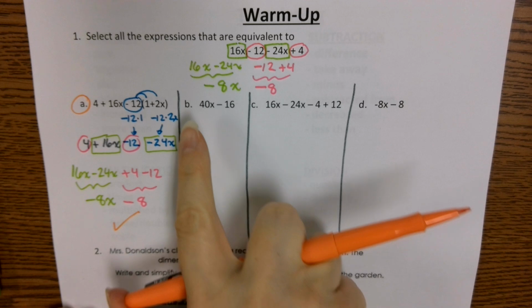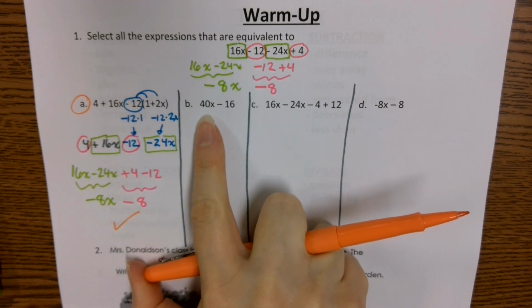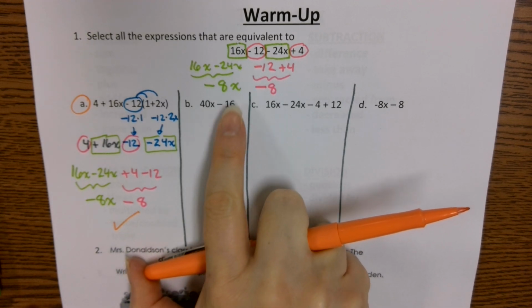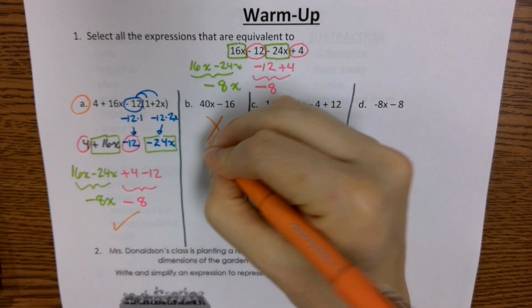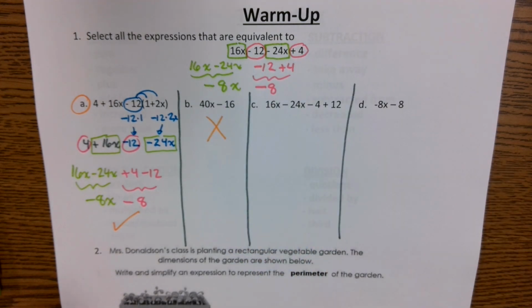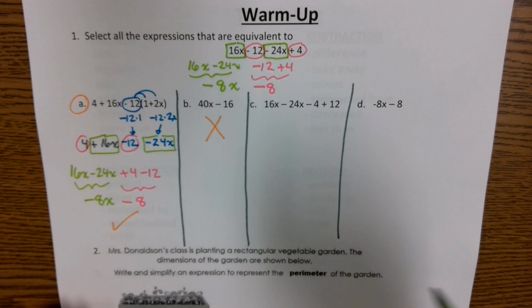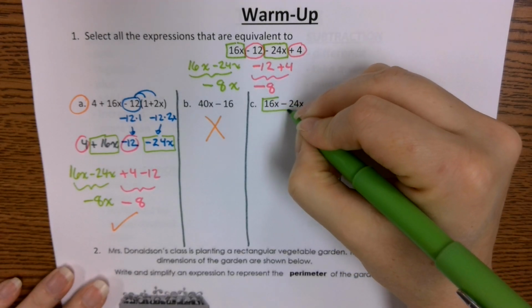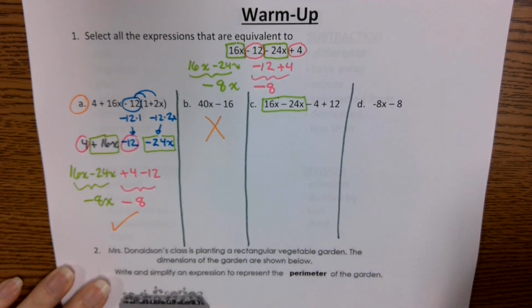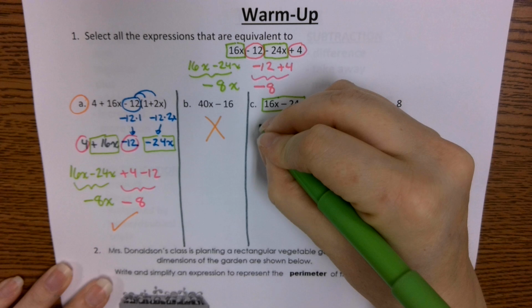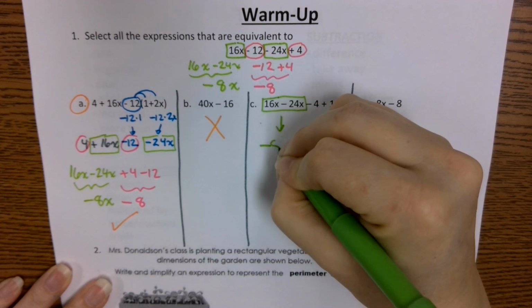We're looking at problem B. We can't simplify problem B. That's as simplified as it gets, and it is not equivalent. So that is not going to work. Problem C, that can be simplified. So we can combine our like terms. That's 16x minus the 24x. That can get combined together. When we combine those, that's going to come out to a negative 8x.